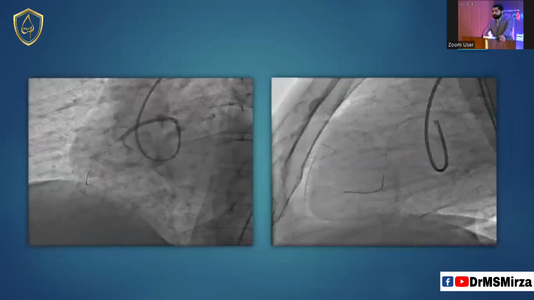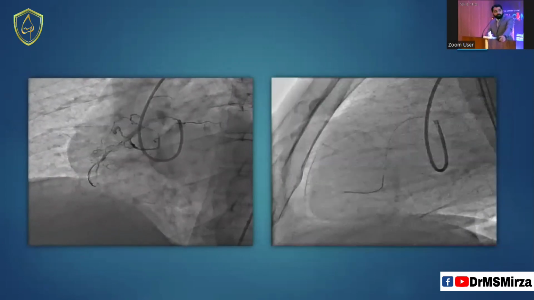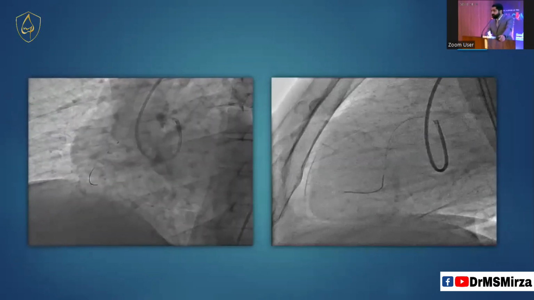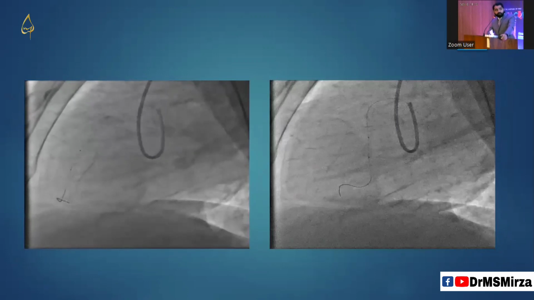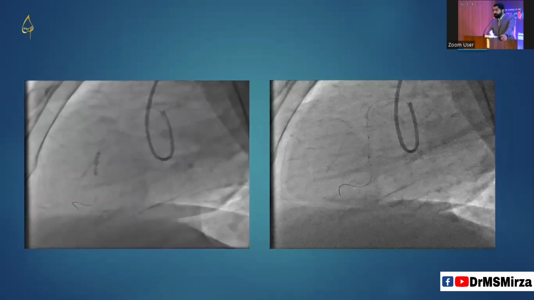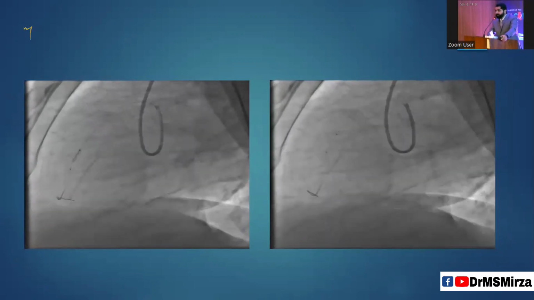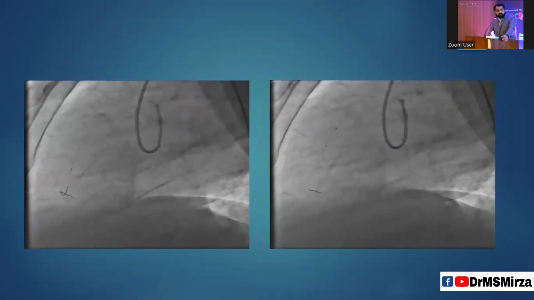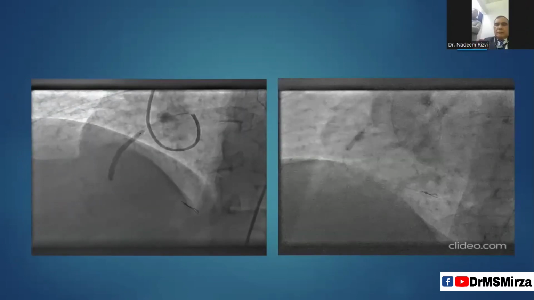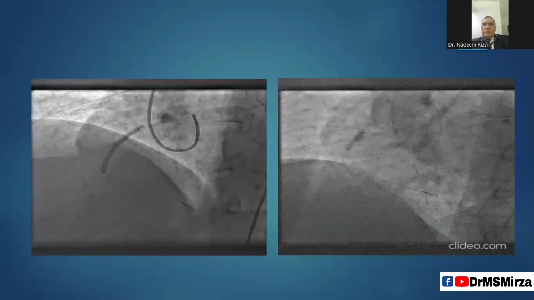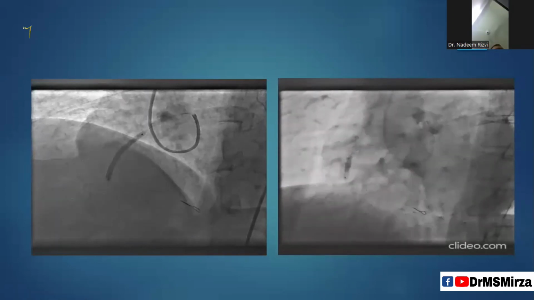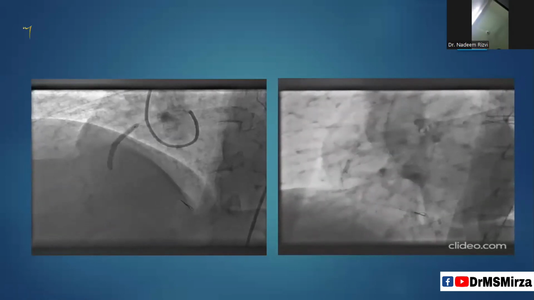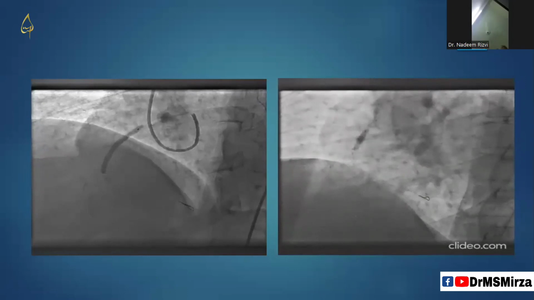The lesion was crossed with a 0.014 non-tapered polymeric guide wire with balloon support of 1.25 x 10. The lesion was pre-dilated with a semi-compliant balloon of 2 x 15 at 18 atmospheric pressure multiple times for better preparation of the lesion. It was stented with a 3 x 38 everolimus eluting platinum chromium stent at 20 atmospheric pressure, and the stent was post-dilated with a 3.5 x 15 non-compliant balloon at 18 atmospheric pressure multiple times.